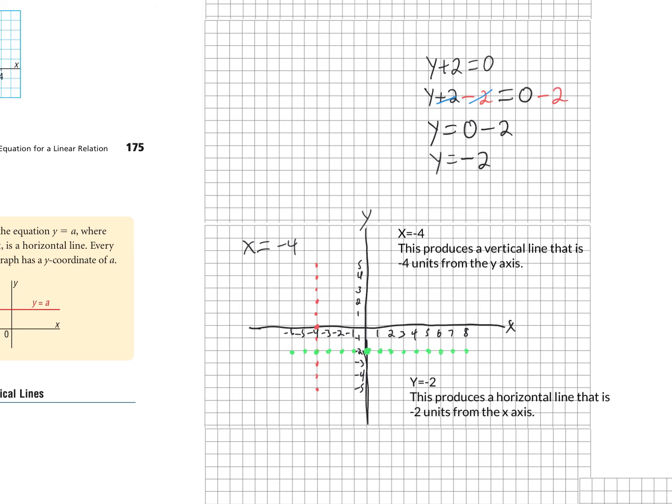So the first one, this red line here, created by x equals -4. This produces a vertical line that is -4 units from the y-axis, and here is our y-axis, and it is 1, 2, 3, 4 units away. And this green line right here is produced by y equals -2. This produces a horizontal line that is -2 units from the x-axis, and here it is. And it is, of course, 1, 2 units away.